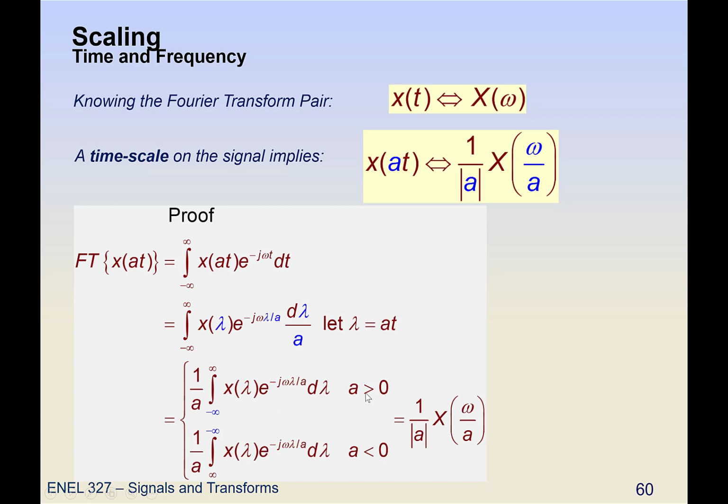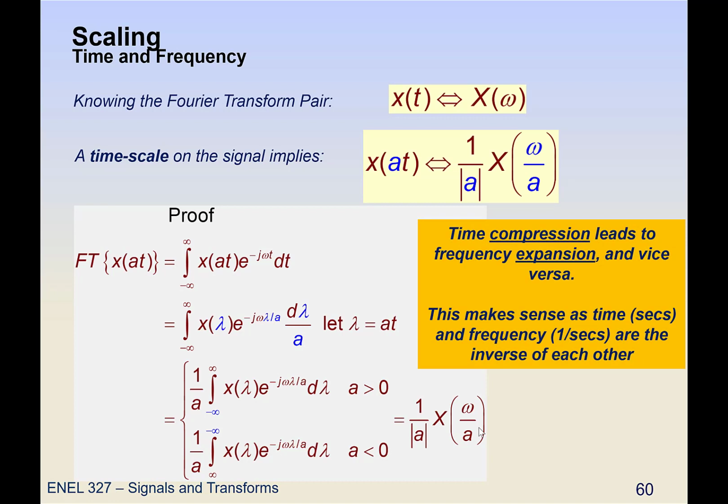If a is greater than 0, then I'm still going from minus infinity to infinity. But if a is less than 0, then I'm actually going from infinity to minus infinity, because you have to change the limits from t to lambda. But you will get the same answer from those, except you have to take care of that absolute value. So notice that you get a frequency scaling, which is 1 over a.